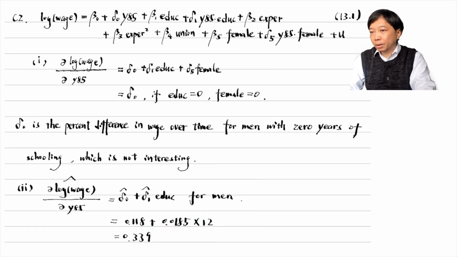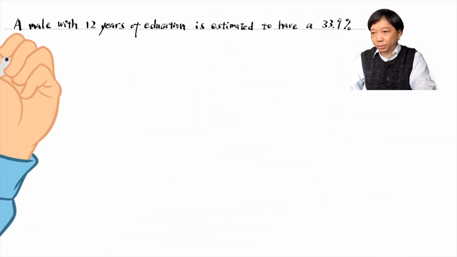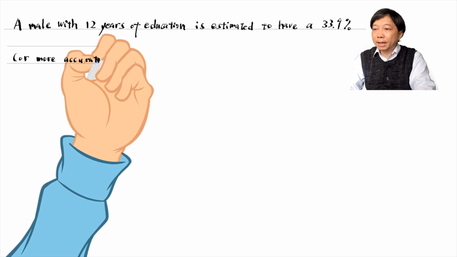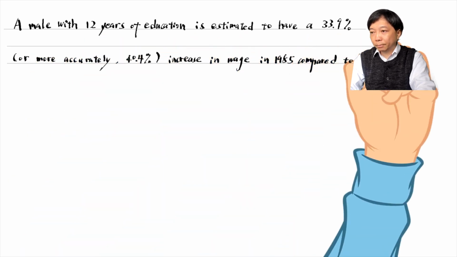He is estimated to have a 33.9%, or more accurately 40.4%, increase in wage in 1985 compared to 1978.